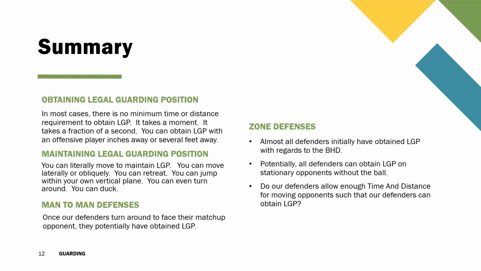In most cases, again, there is no minimal time or distance requirement to attain legal guard position. It takes a moment, a fraction of a second. You can obtain legal guard position with an offensive opponent inches away or several feet away. You can move to maintain legal guard position. In man-to-man defenses, once our defenders turn around to face their matchup opponent, they potentially have obtained legal guard position. Here are some points to consider for when teams are playing zone defenses.